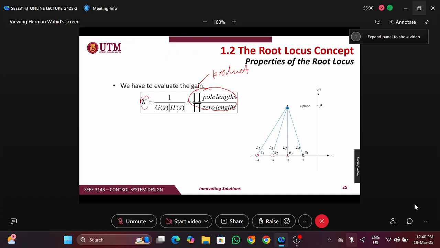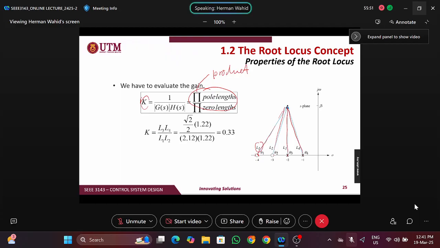Okay, so we can note down that accordingly, this is theta 1, so this length is L1, L2 is this one, L3 is this one, and L4 is this one. Okay, so if we define here, the pole length is given by L3 and L4, the product, divided by L1 times L2. Okay, so here we are also using another trigonometry. We are using the hypotenuse.